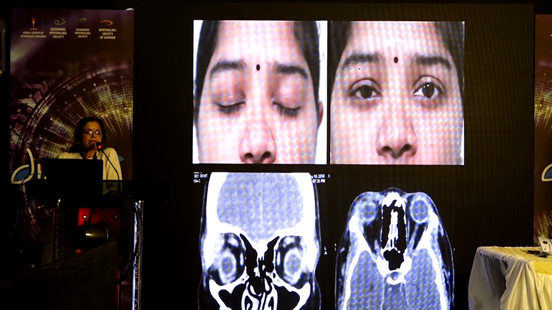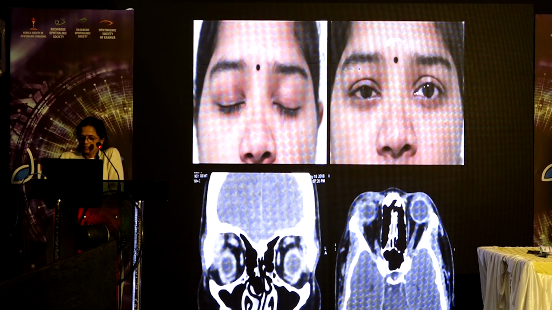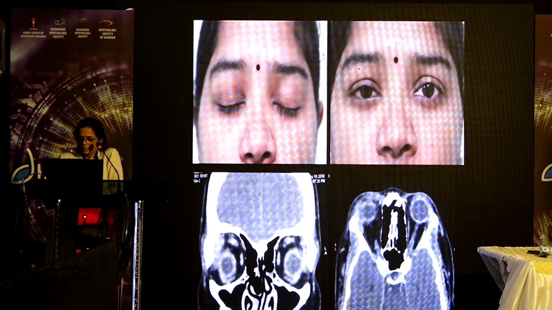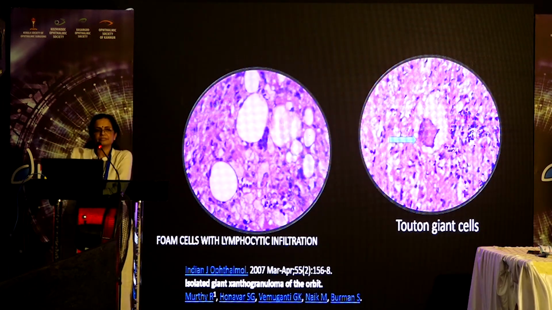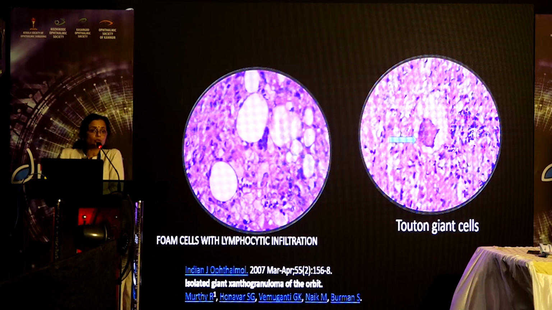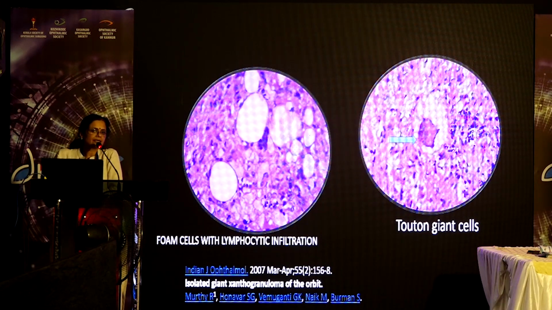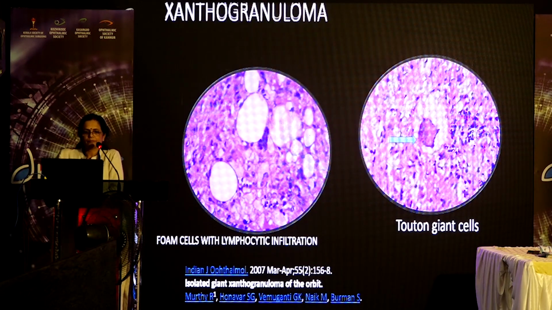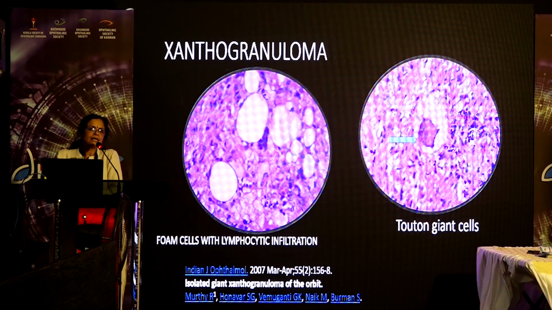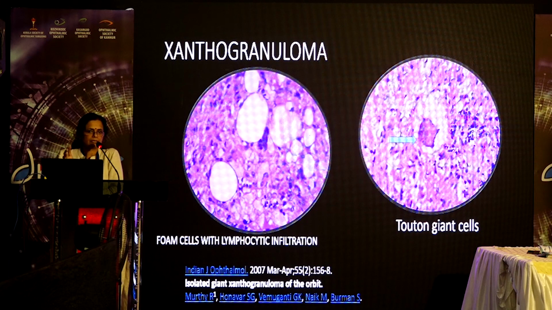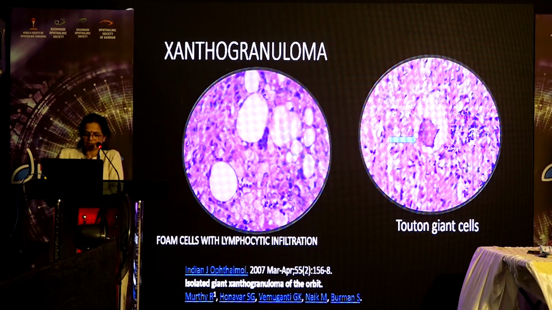This was a bilateral lacrimal gland mass. This was a young lady who was lactating, and she had a 1-year-old child. There were foam cells with lymphocytic infiltration and two-tone giant cells, which are characteristically seen in xanthogranuloma. The mass will be slightly yellowish in color. So that is the indication.